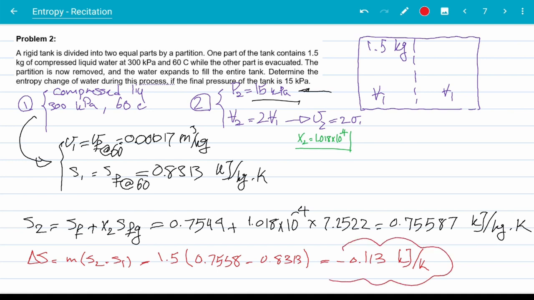So our change of entropy for this scenario is negative, meaning that our system throughout this process is probably losing heat, because the only way that entropy decreases is through losing heat.